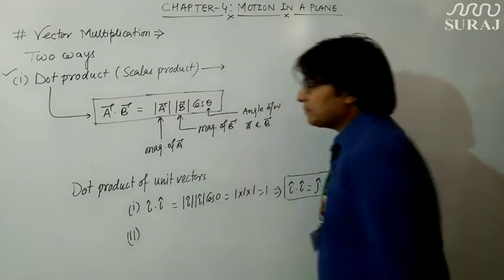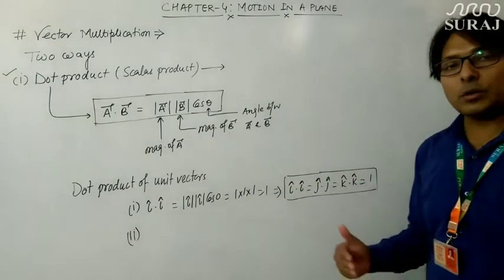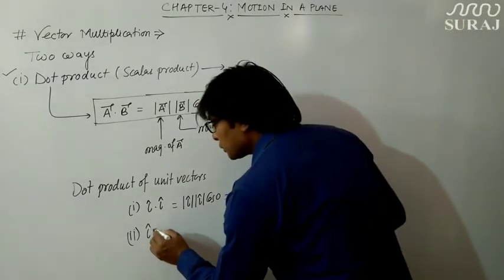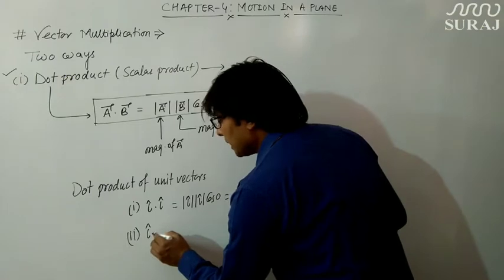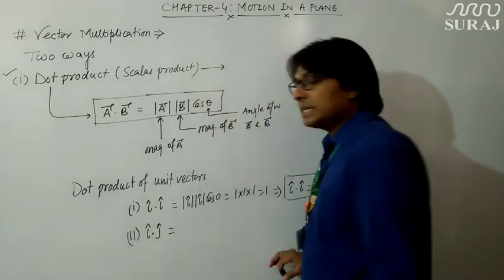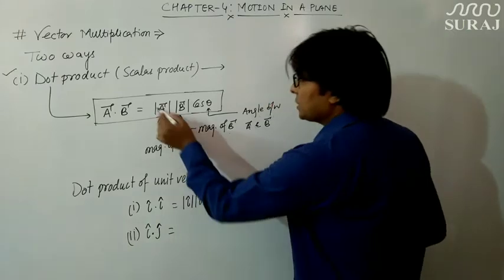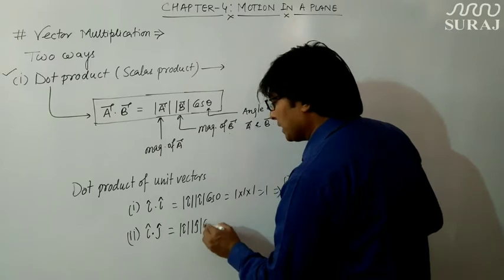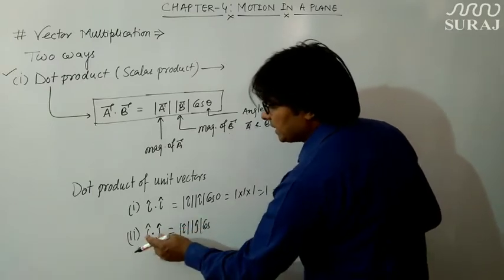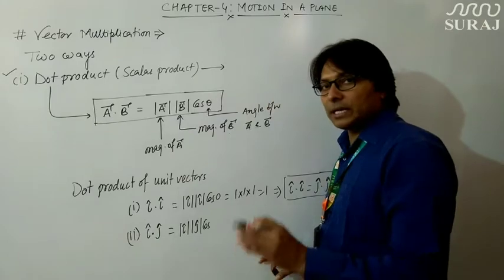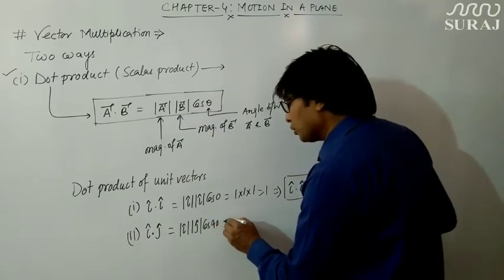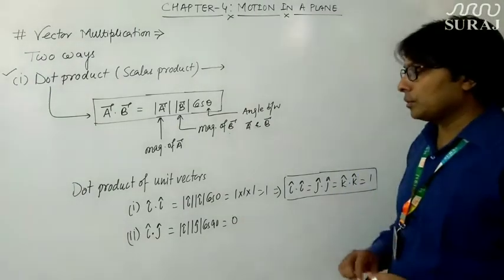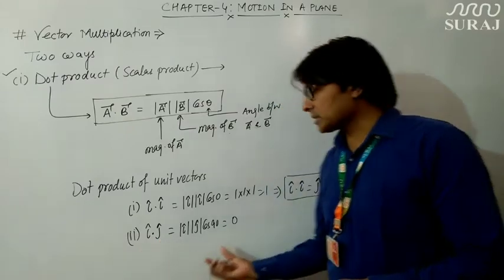Okay, second case I am taking is the dot product of dissimilar unit vectors. So suppose I am going to dot product i cap with j cap. So these are dissimilar vectors, and using this formula we can write down mod of i cap into mod of j cap into cos of the angle between these two. So angle is 90 degrees, i cap and j cap will be at 90 degrees, so cos 90, and cos 90 becomes 0, therefore the dot product of dissimilar unit vectors comes out to be 0.